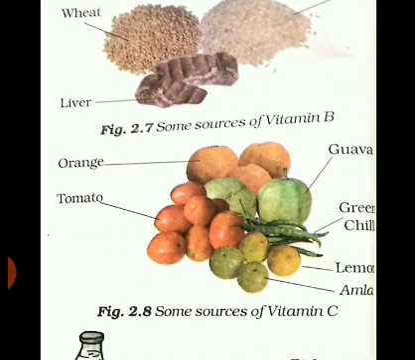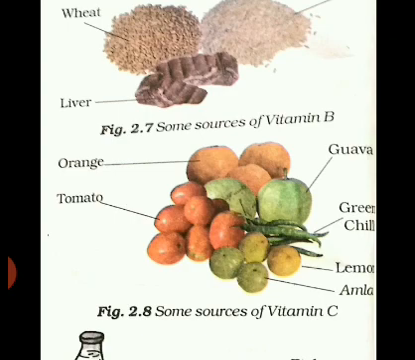Now next, the vitamins. The vitamins help keep our body disease free and keep our body healthy. So vitamin A keeps our eyes and skin healthy. Vitamin B develops strong muscles. The sources are liver, wheat, and rice, means brown rice, etc.